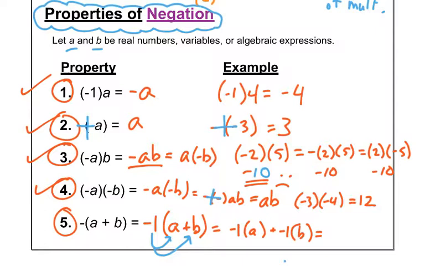And again, just use property 1 twice, basically. Negative 1 times A is minus A, plus negative 1 times B is negative B. Or you can just simplify it as negative A minus B. You can use numbers for that, but that works as well. So again, just using the distributive property, you multiply the negative into both pieces.